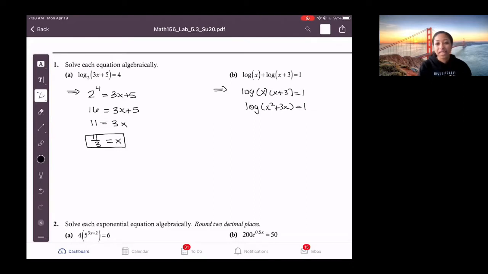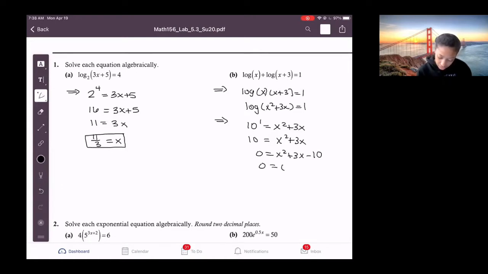All right, now from here, once you have a logarithm equal to a number, then you want to convert to exponential form. Here we have the common log, which is base 10, even though the 10 isn't written. So this would be 10 to the 1st power equals x squared plus 3x. This gives us 10 is x squared plus 3x. This is a quadratic equation, so we need to move all of the terms to one side. 0 equals x squared plus 3x minus 10.